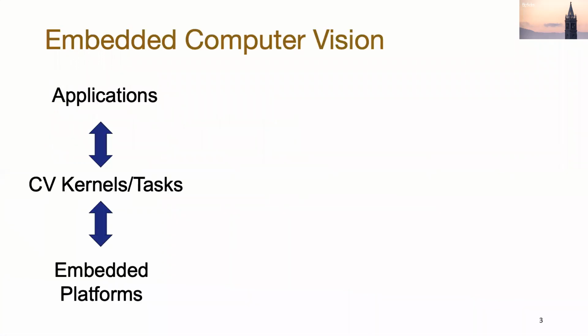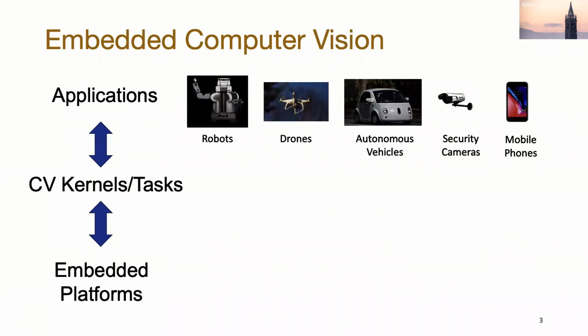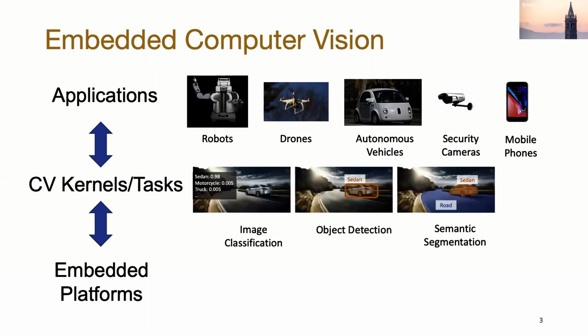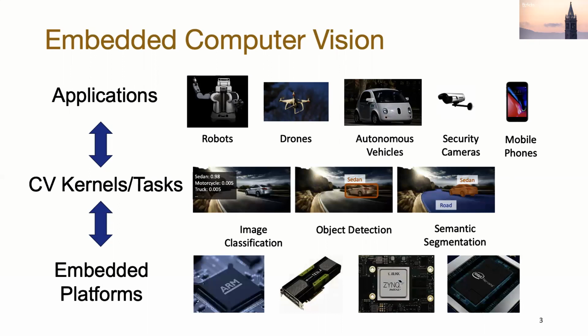Nowadays, there are many diverse applications at the edge, such as robotics, drones, autonomous vehicles, security cameras, and smartphones. All these applications rely on only a few core computer vision kernels, such as image classification, object detection, and semantic segmentation. So this means if we optimize these kernels well, we can deploy all these applications efficiently on various embedded platforms, including FPGAs.